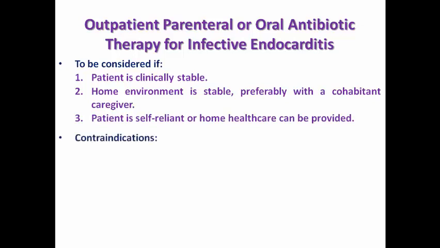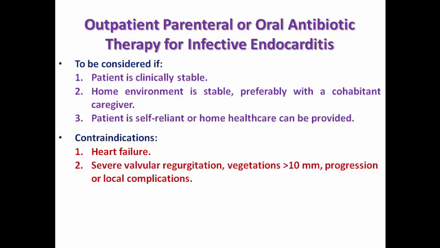But there are important contraindications that prohibit you from thinking of outpatient treatment for this patient, like presence of heart failure. This is a complication that is an indication for surgery, so I cannot discharge this patient. Patients with severe valvular regurgitation may develop heart failure, or vegetation more than 10 millimeters, so we have high risk for embolic complications, or progression or local periannular complications, so the infection is worsening and most probably the patient would need surgery.